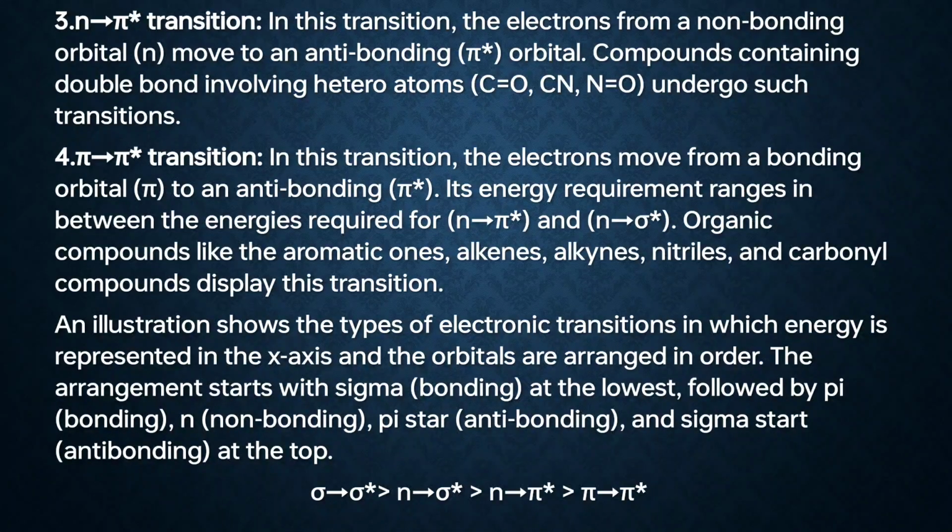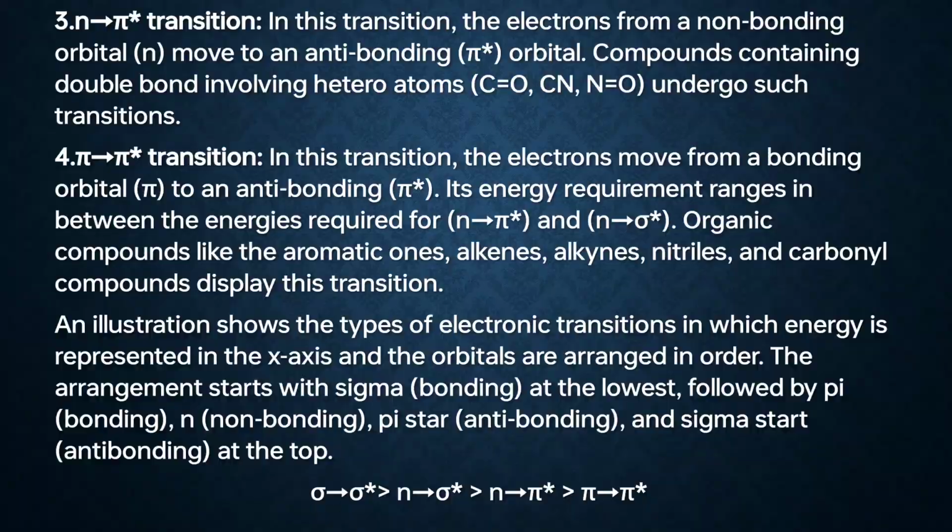And the last one is pi to pi star transition. In this transition, the electrons move from a bonding orbital to an anti-bonding orbital. The common examples are compounds like alkenes, alkynes, nitriles and carbonyls.